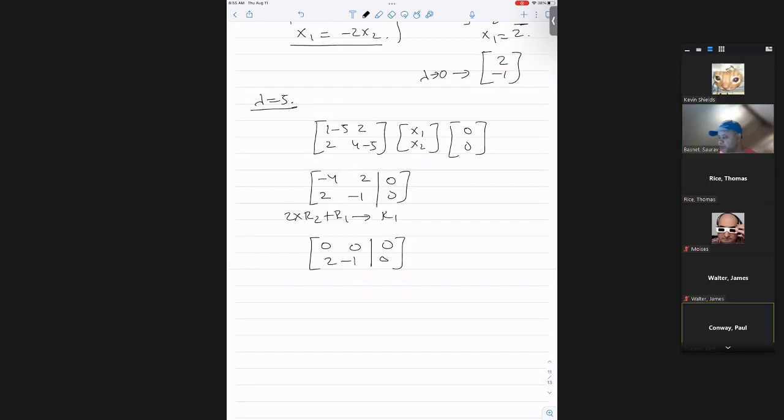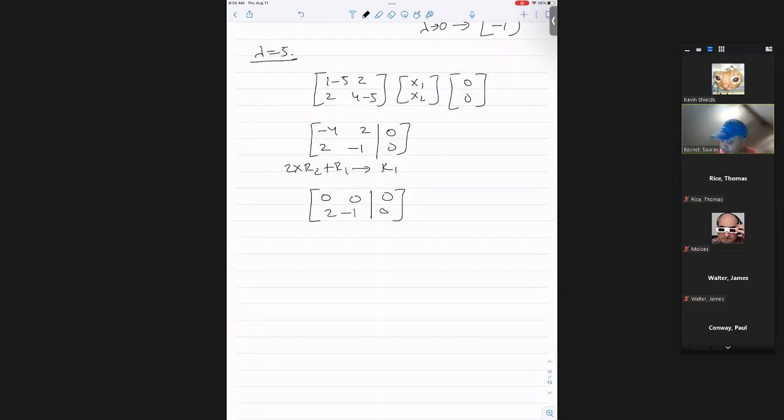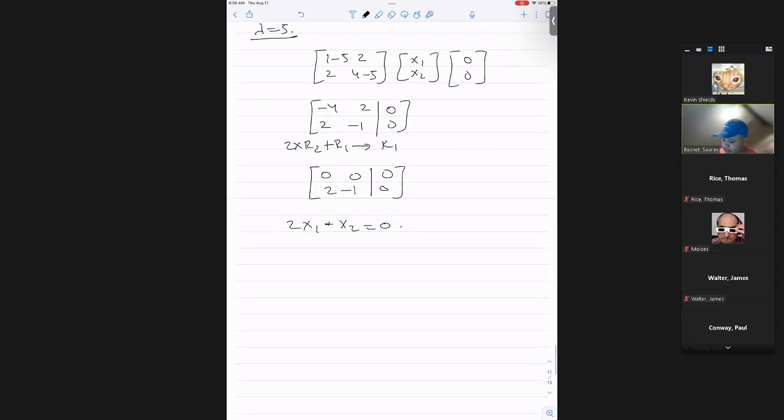That will have the same eigenvector that we had for 0, right? It must be the opposite, probably. It will be like this. So it will be 2x1 minus x2 equals 0, right? So 2x1 equals x2. Am I right?